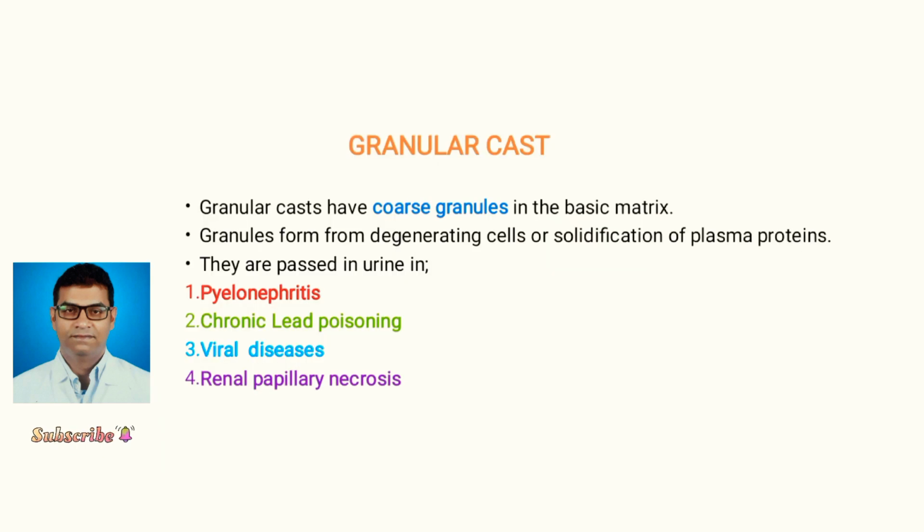Coming to granular casts. Granular casts have coarse granules in their basic matrix. Granules form from the degenerating cells or because of the solidification of the plasma proteins. These granular casts are passed into the urine in conditions like viral diseases, chronic lead poisoning, pyelonephritis, renal papillary necrosis.